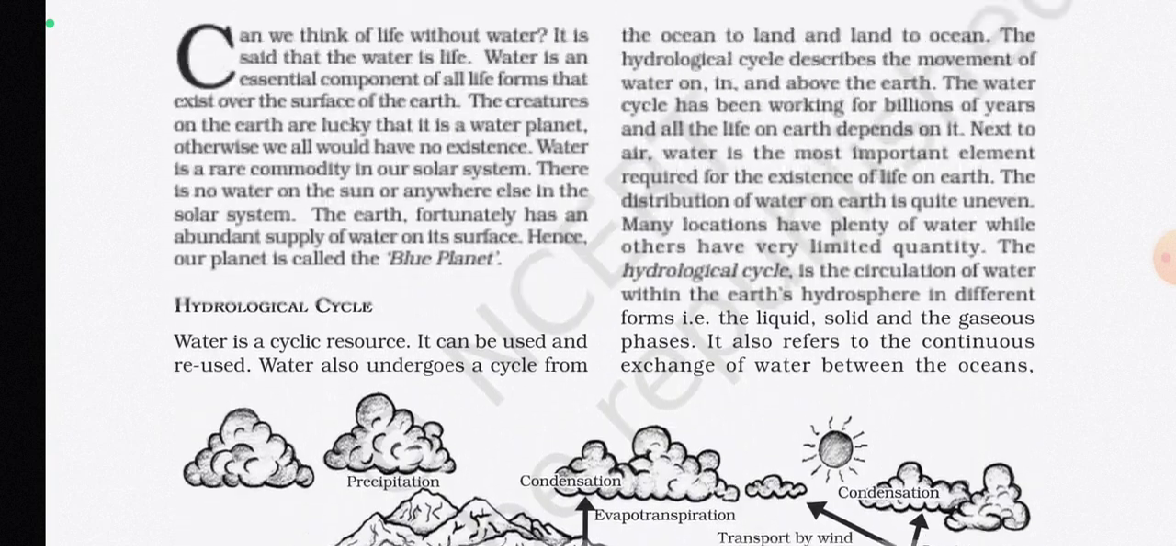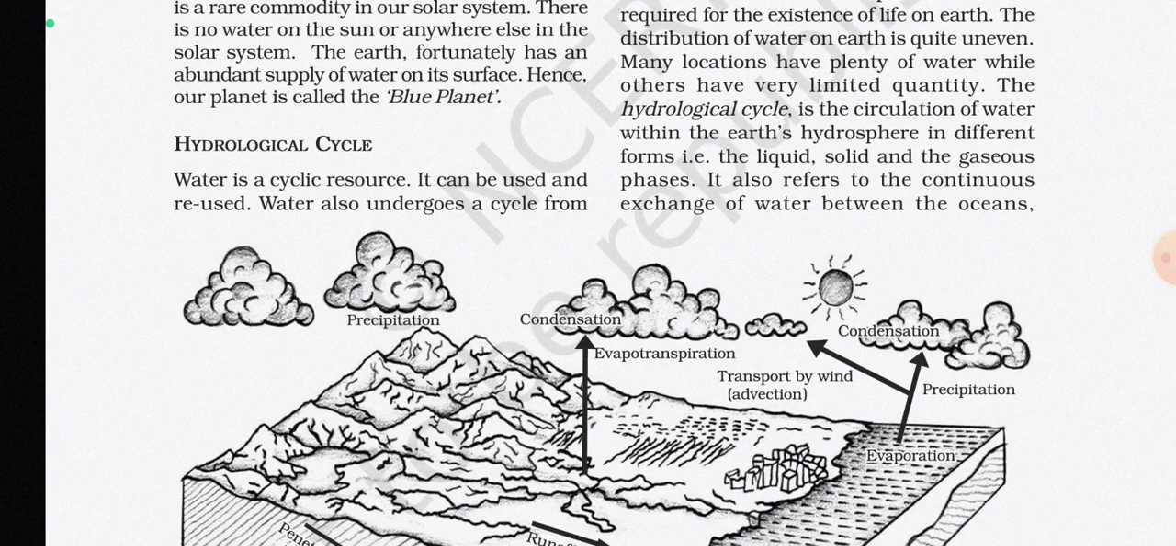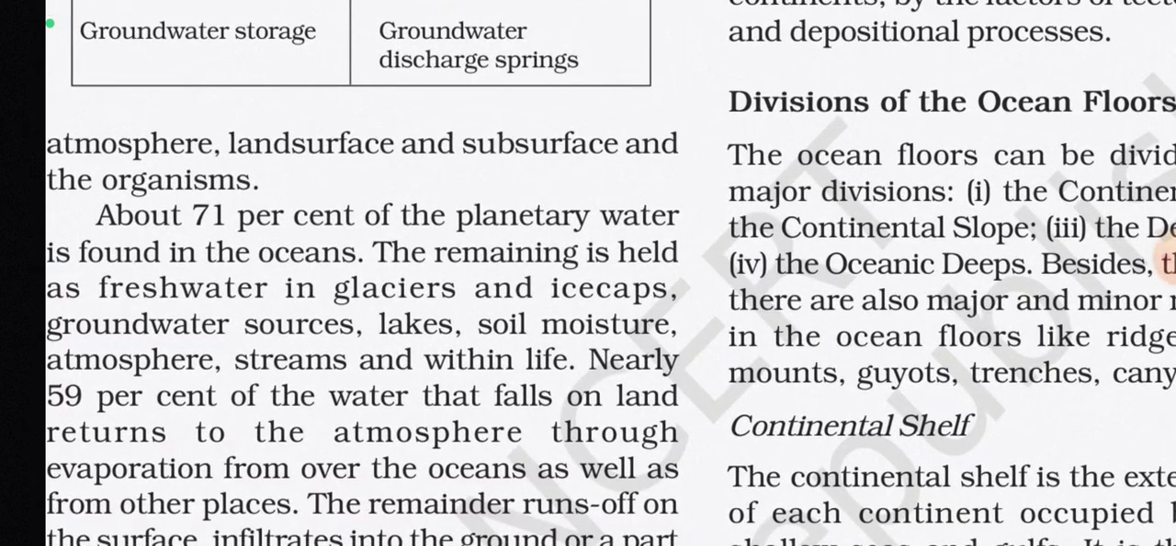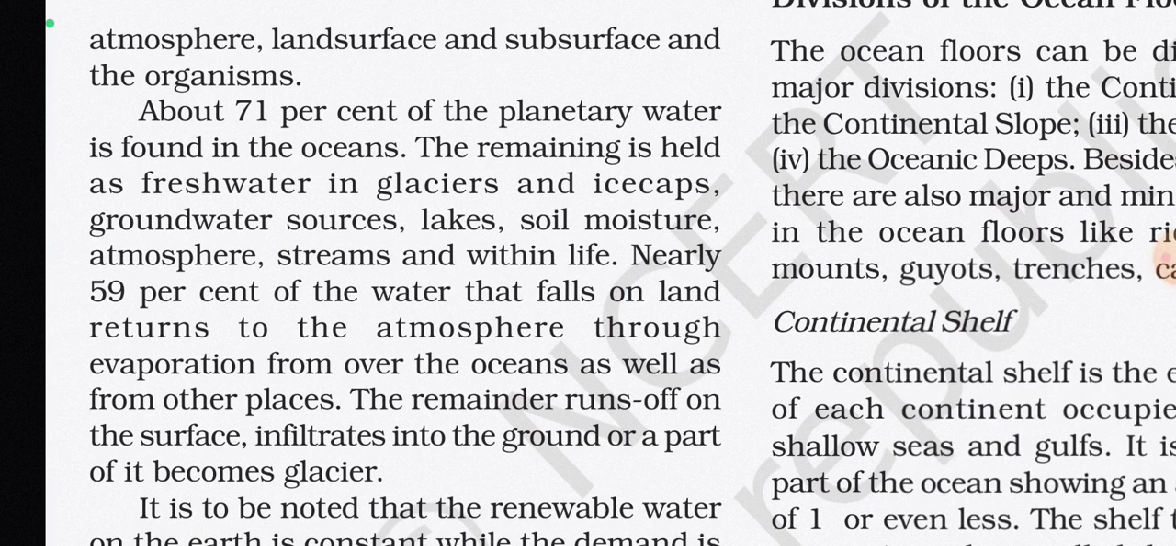It also refers to the continuous exchange of water between the oceans, atmosphere, land surface and subsurface and the organisms. About 71% of the planetary water is found in the oceans. The remaining is held as fresh water in glaciers and ice caps, groundwater sources, lakes, soil moisture, atmosphere, streams and within life. Nearly 59% of the water that falls on land returns to the atmosphere through evaporation from over the oceans as well as from other places. The remainder runs off on the surface, infiltrates into the ground, or a part of it becomes a glacier.